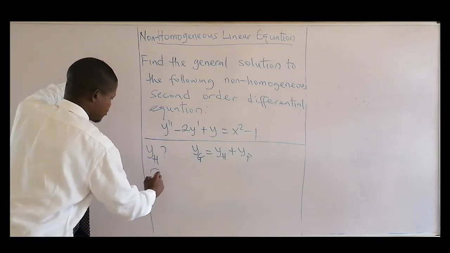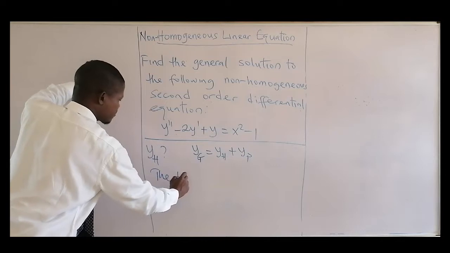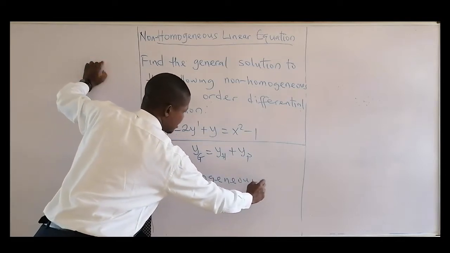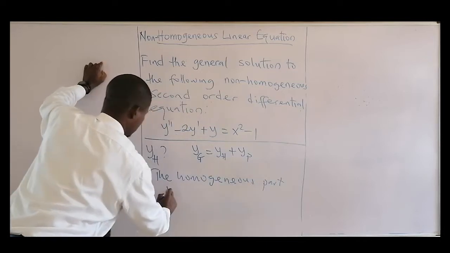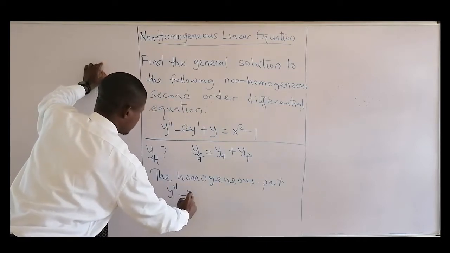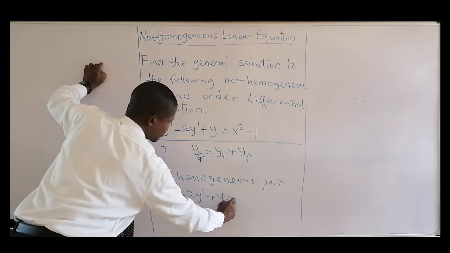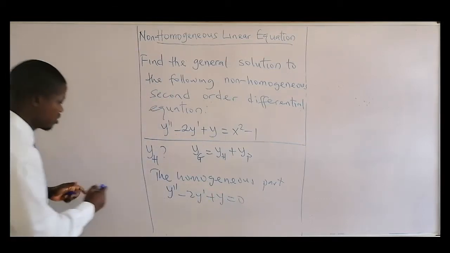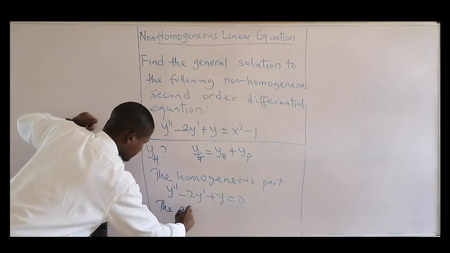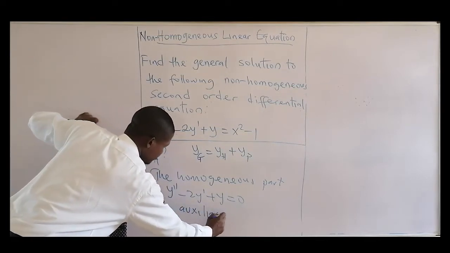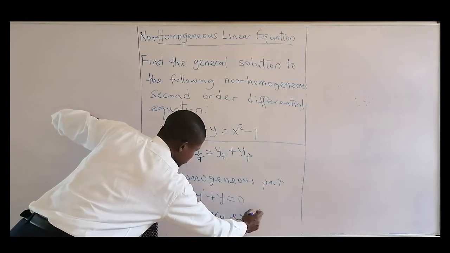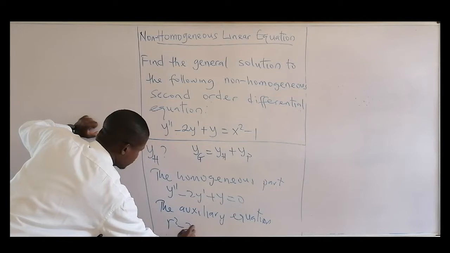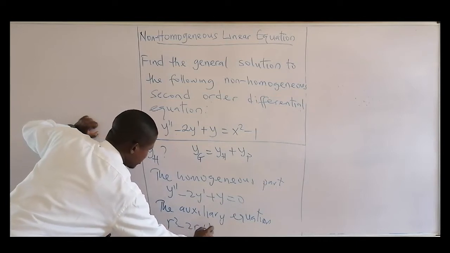The homogeneous part is y double prime minus 2y prime plus y equal to 0. With that, we can get the auxiliary equation. The auxiliary equation is r squared minus 2r plus 1 equal to 0.